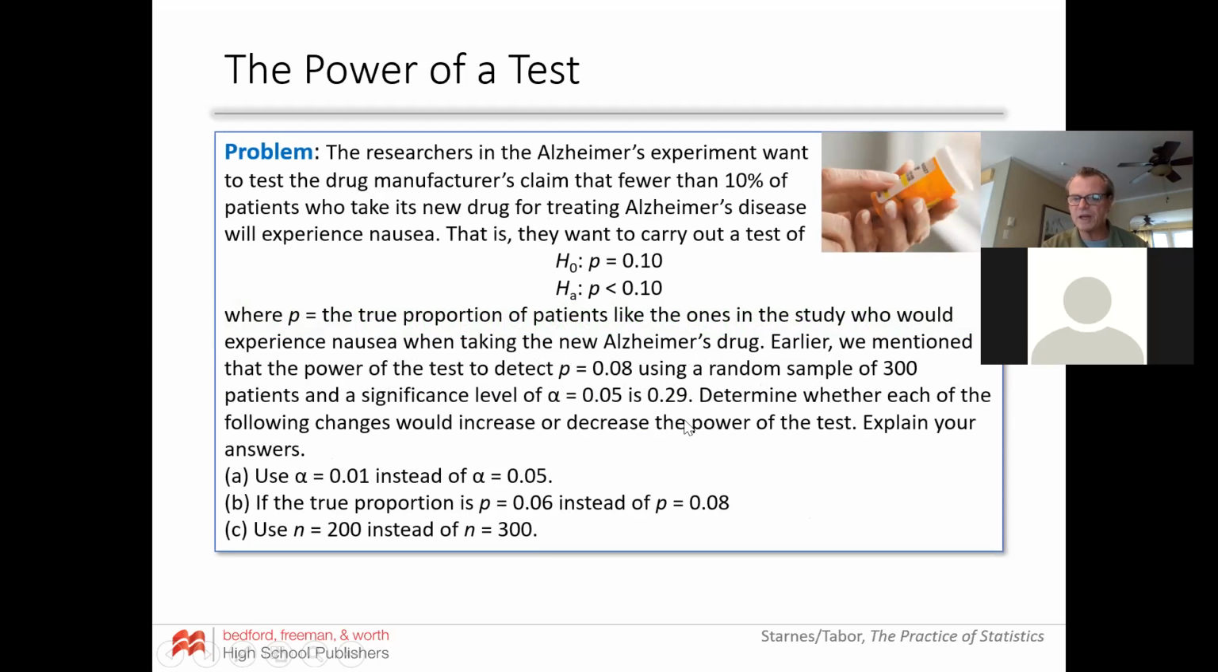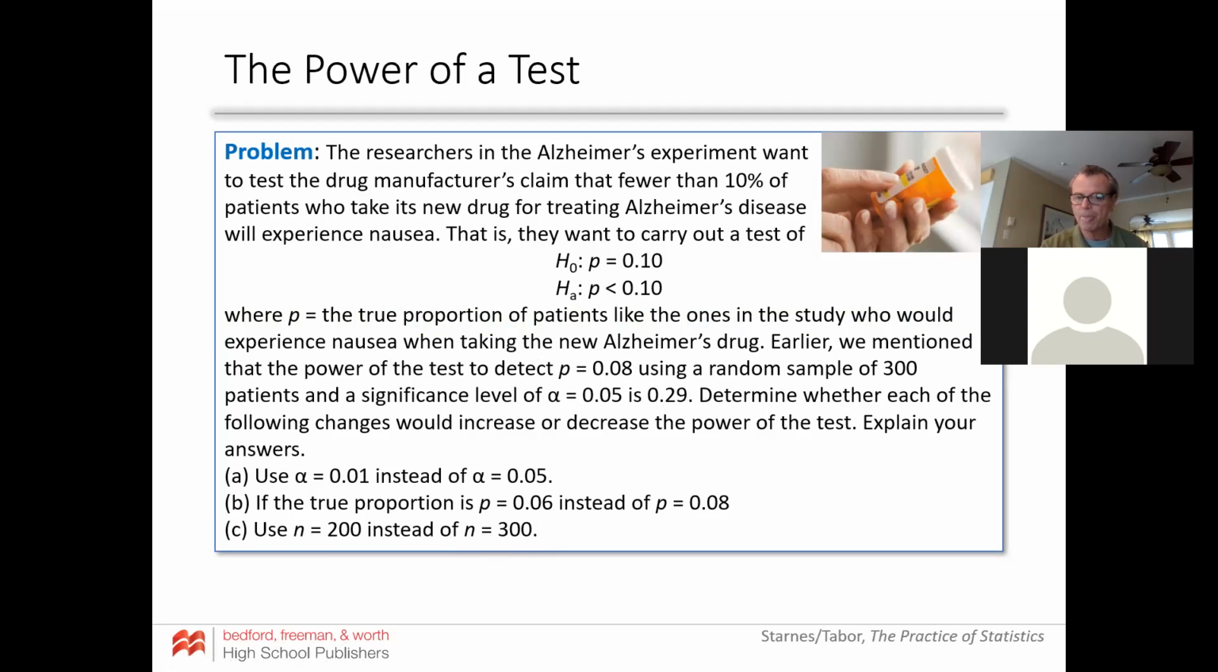So we have this scenario. Now, unfortunately, they're going back to a proportion, which is awkward because we're in means here. But in this question, the proportion of people that get side effects from this drug is 10%. So when a new drug, and we're going to test it, the proportion of people that get the side effects is less than 10%. It says the power of the test to detect that the proportion is 8% using a random sample of 300 patients at an alpha level of 5% is 29%. So which would make the power go up and which would make the power go down?